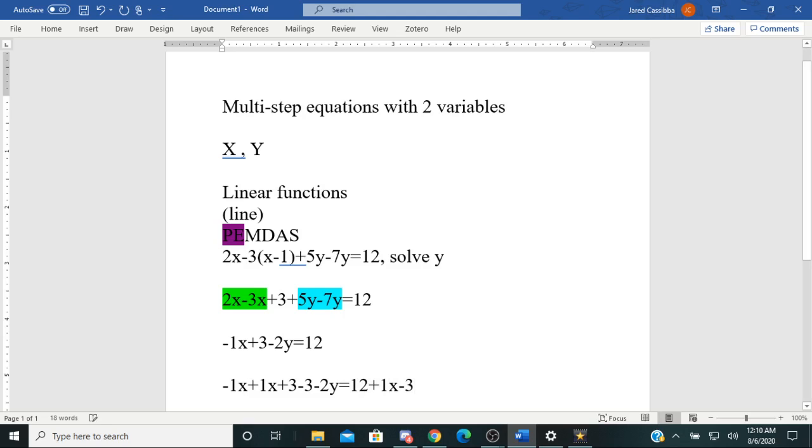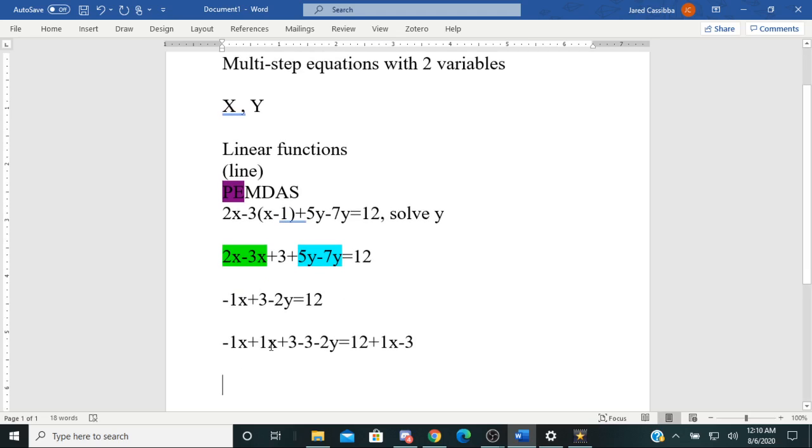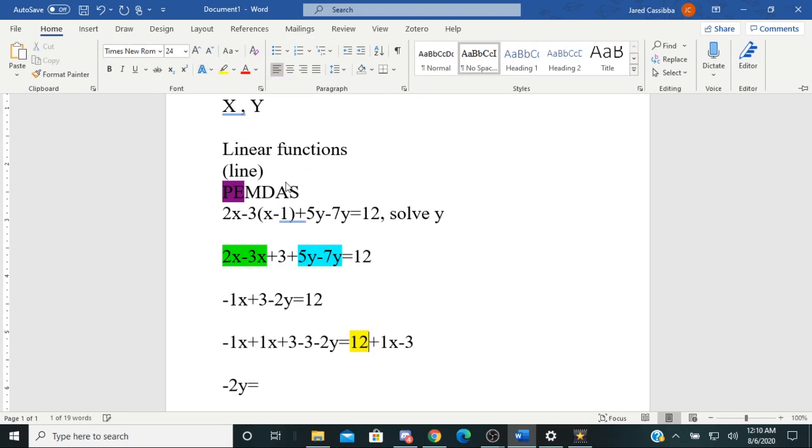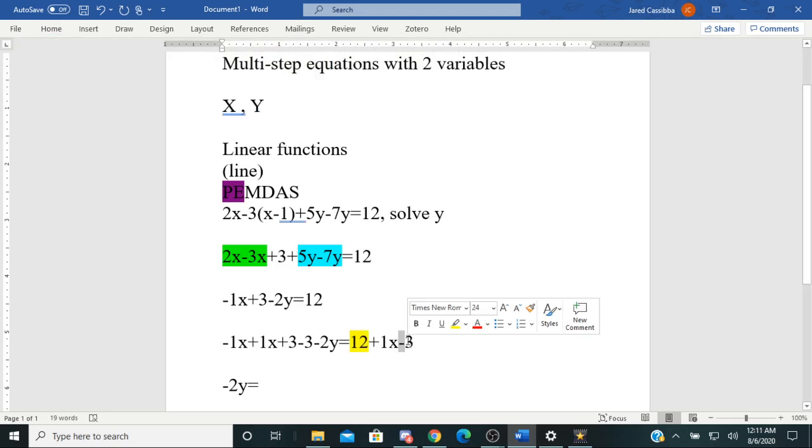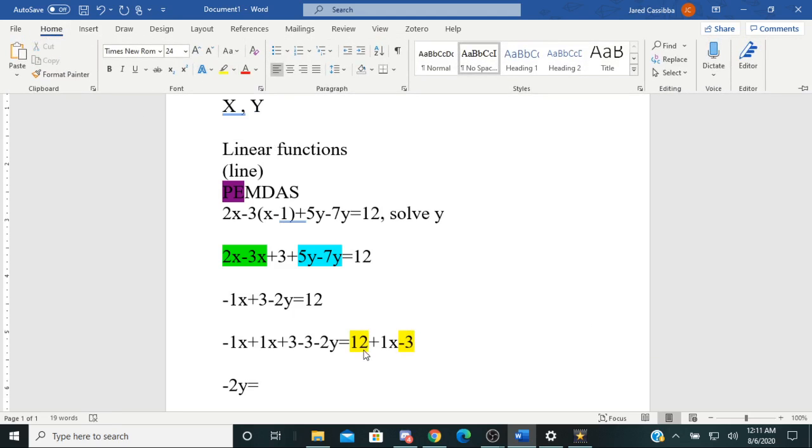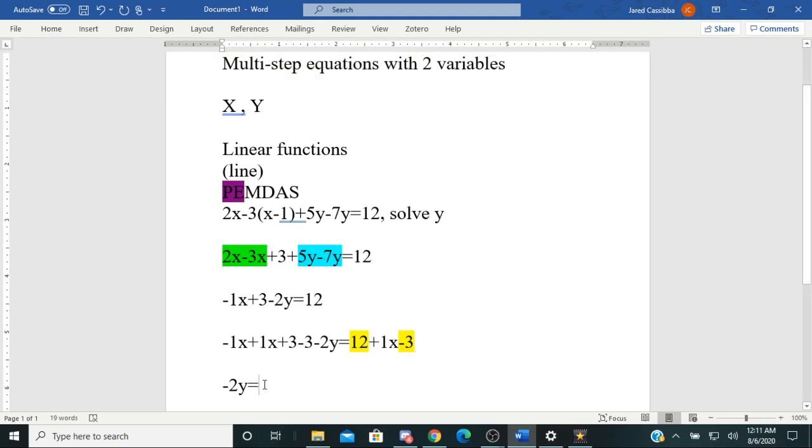Now, -1 plus 1 is 0, so x goes away. 3 minus 3 is 0, so the 3 goes away. So it's -2y equals, and here I have like terms again: I have 12 and a 3. I'm going to do this in yellow. So now we have 12 minus 3, plus 1x. 12 minus 3 is 9, so plus 9.